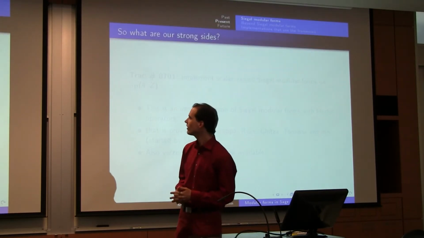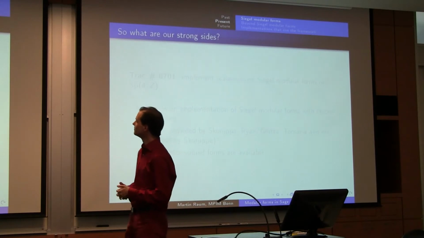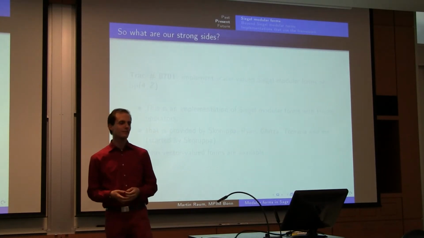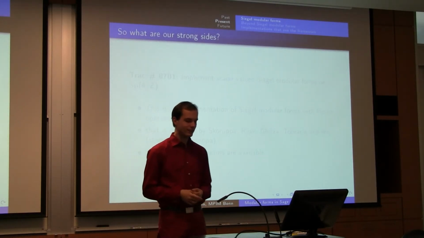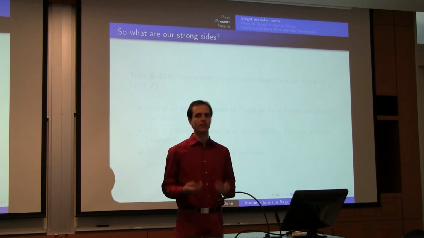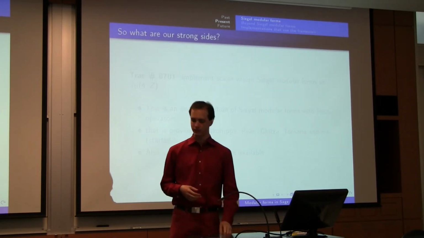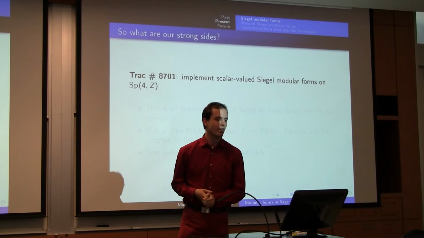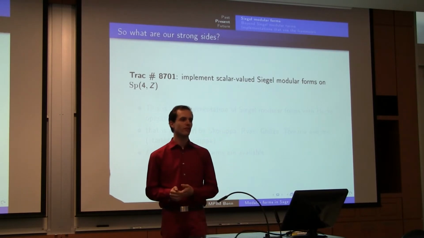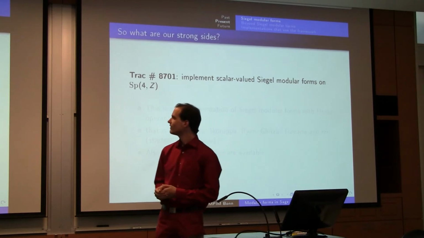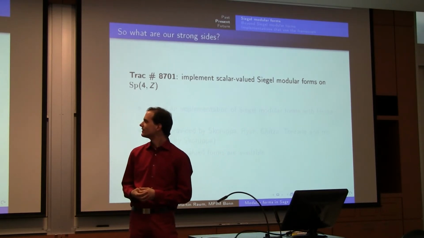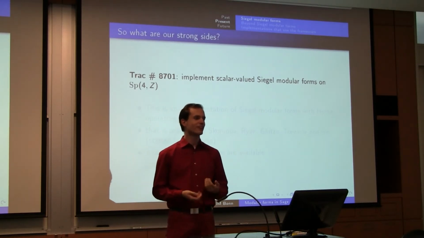Let's see what our strong sides are. I mean, until now, mainly, it seems like Magma has a slight advantage, at least to me. I mean, Hilbert modular forms, also things, we still have a lot of work to do. But our strong sides are there, for example, Siegel modular forms. That is trac ticket 8701. So it's lingering around for kind of a long time.